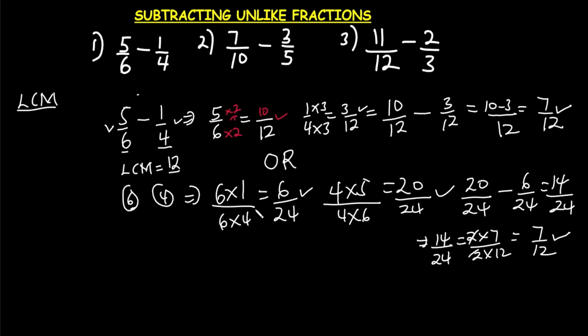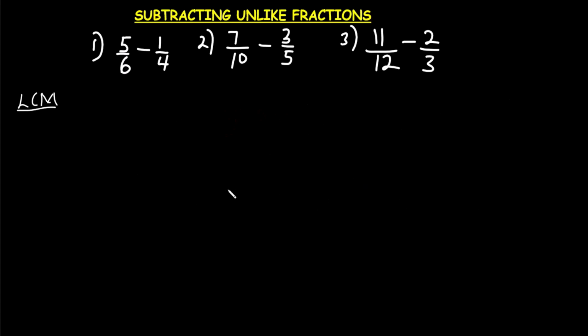Now let's consider the second question. The second one is 7 over 10 minus 3 over 5. First of all, we have to find the LCM of the denominators, which is the LCM of 10 and 5, which is 10. If you don't know how to find the LCM, check my video on how to find the LCM.